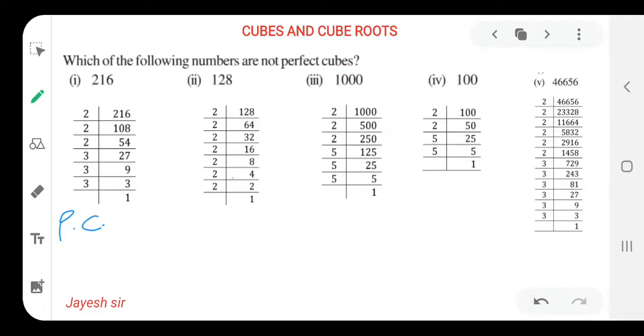The question asks which of the following numbers are not perfect cubes. So this is a perfect cube, and I am inserting a tick mark over here so that we can find at the end, after solving each and every sum. So this is a cube. Let us move to the next sum, that is question number 2.